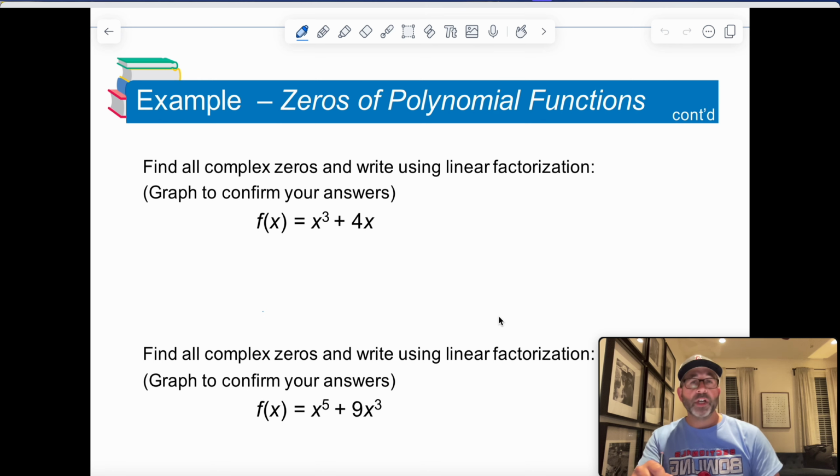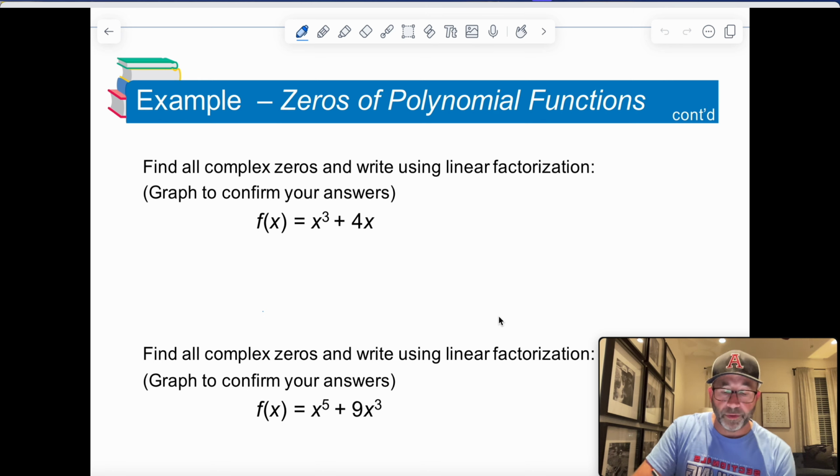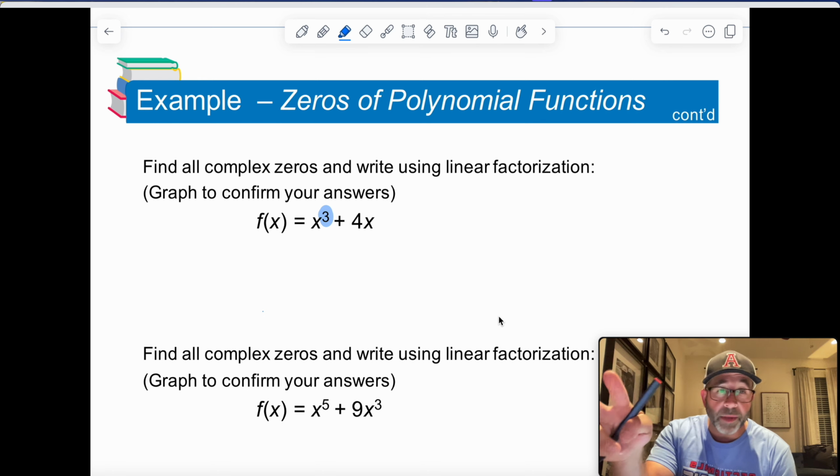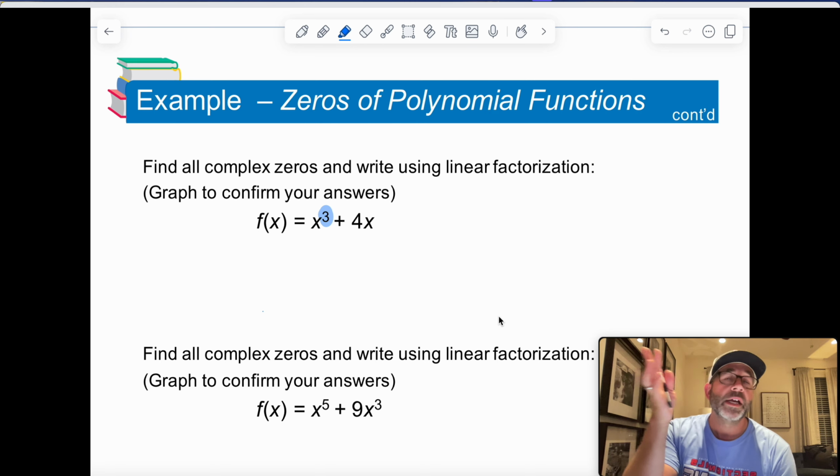So we're talking about zeros of a polynomial function. And if you recall, when we're talking about polynomial functions, the really important detail to recognize is the degree. That degree tells you how many answers there are supposed to be, whether it be one real and two imaginary, or three real, or whatever it might be. That degree will tell you how many answers we're supposed to get.